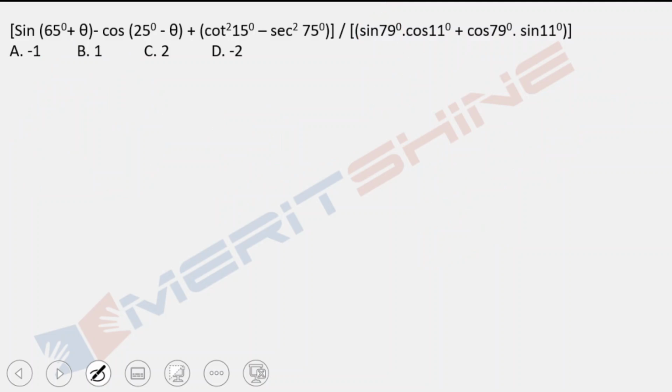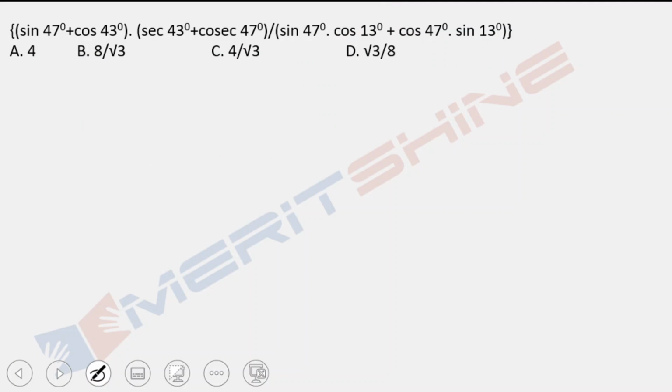Clear? Now, next question. The next question is again the same type, but here we have increased the difficulty level by joining two different kinds of questions. Try it out. Done? Now, see this part here: 47 plus 43 makes 90 degrees. So whenever there is a 90 degree sum on two complementary angles, you would know that you can use the 90 minus form. But here there is a different one. Here 47 plus 13 is not 90. So what is this kind of question? The numerator can be done just as we did it.